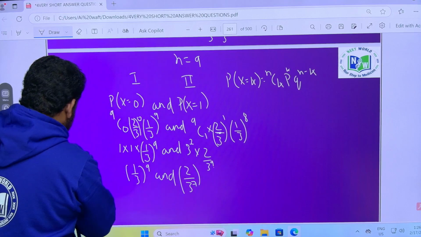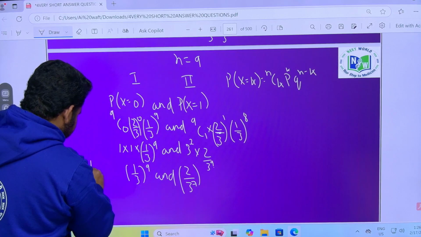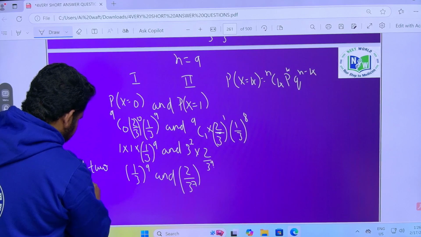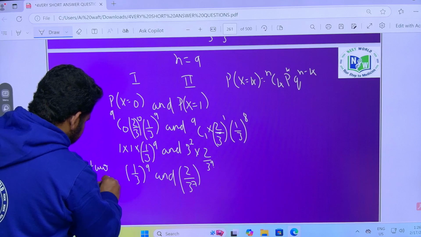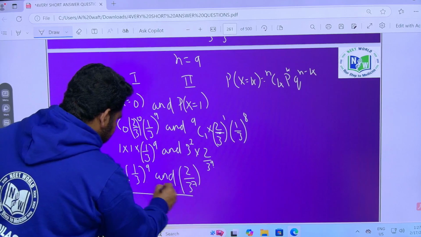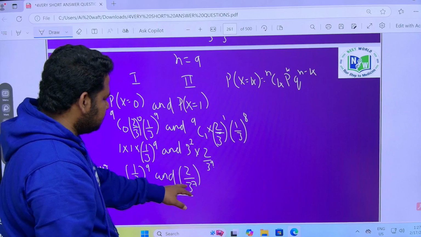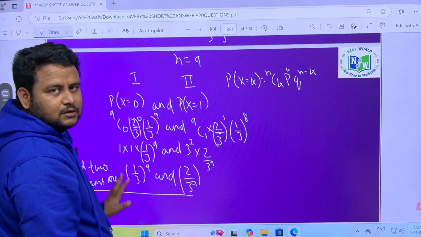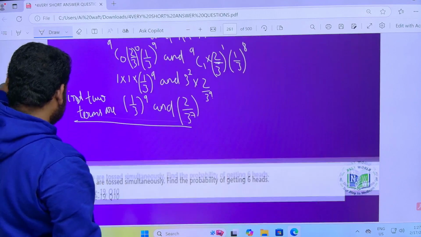The first two terms are 1 by 3 to the power of 9 and 2 by 3 to the power of 7. That's it. This is the answer. I hope it is clear, friends.